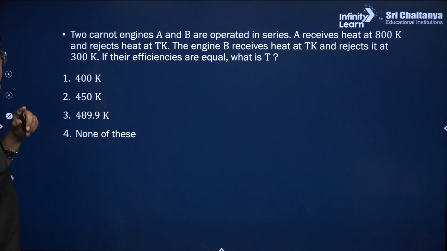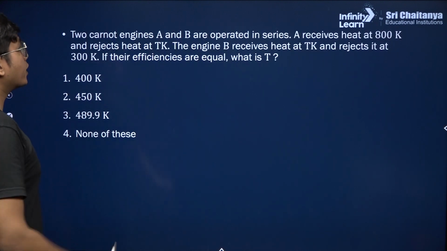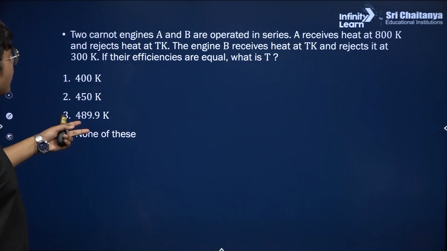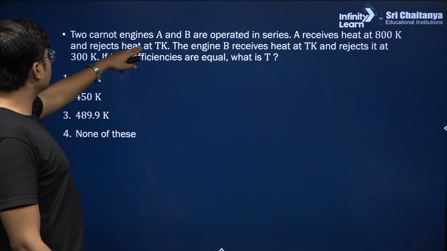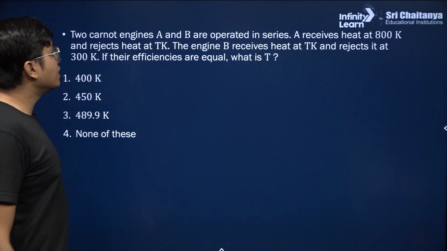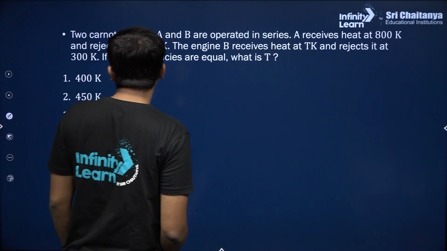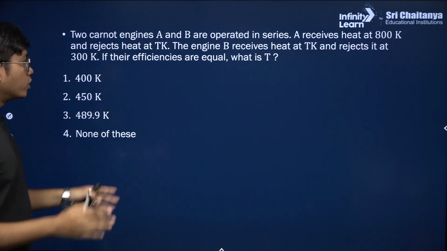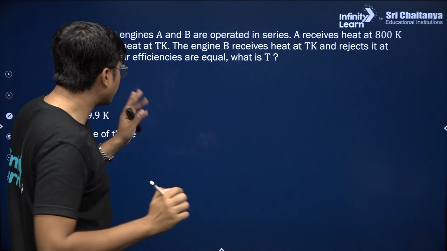Moving on, it says two Carnot engines A and B are operated in series. A receives heat at 800 Kelvin and rejects heat at T Kelvin. So that's the source temperature, sink temperature. In the second engine, you have T as the source temperature and your sink temperature is 300 Kelvin. Their efficiencies are equal. So we don't write the individual efficiencies separately.